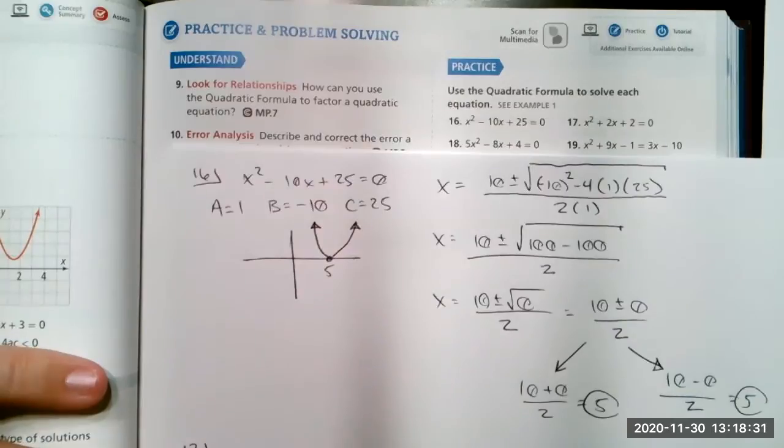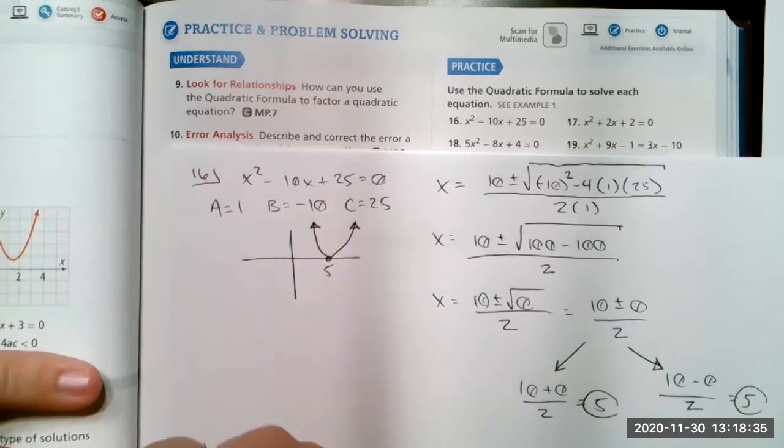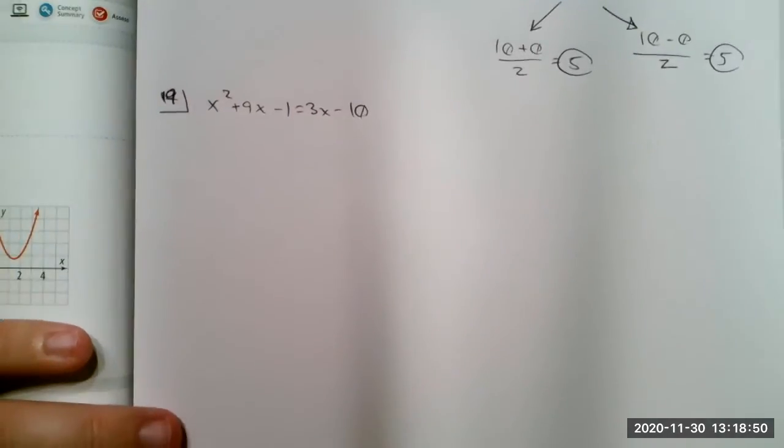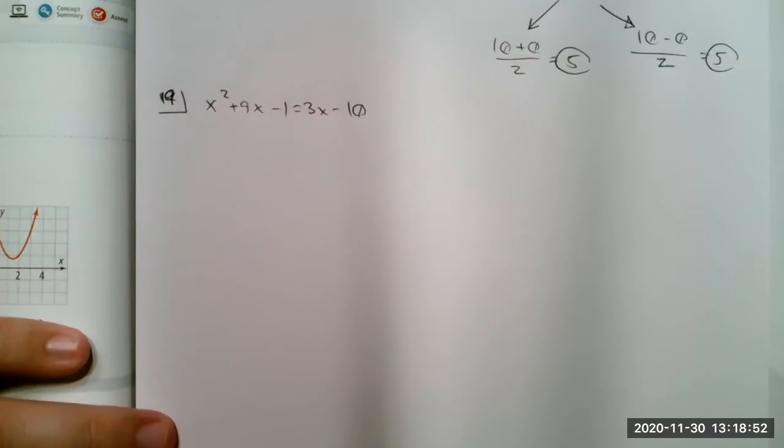X squared. Actually, we're skipping 17, right? Yeah, I got to follow my notes. We're skipping 18, so we are doing 19. 19 is the next one we're going to see. X squared plus 9x minus 1 equals 3x minus 10. So number 19, we're skipping 17 and 18 because those have imaginary numbers and we're not going down that route.